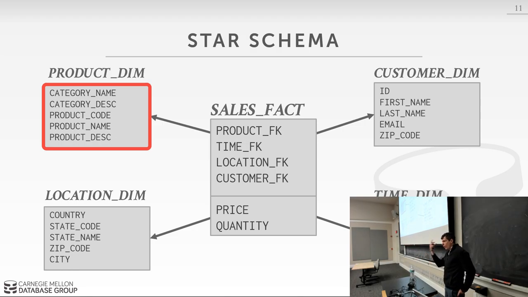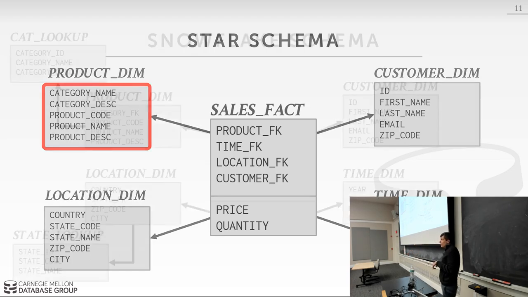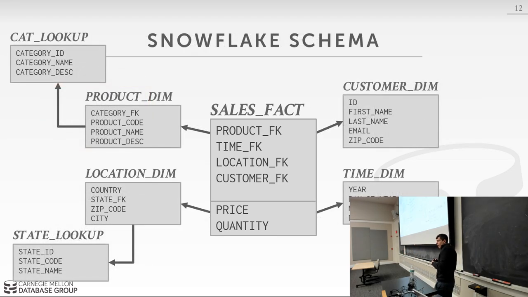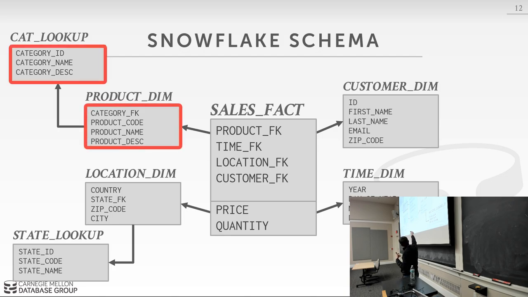So in a star schema, you have one fact table, and then you have one level of dimension tables emanating out from that. Contrast this with a snowflake schema, where you're allowed to have multiple dimension tables, or multiple levels going beyond the fact table. In this case, we still have the fact table in the middle for all the sales items, but now in the product dimension table, I've normalized out the category information about each product into its own separate lookup table. So you can have these lookup tables going beyond the dimension table.